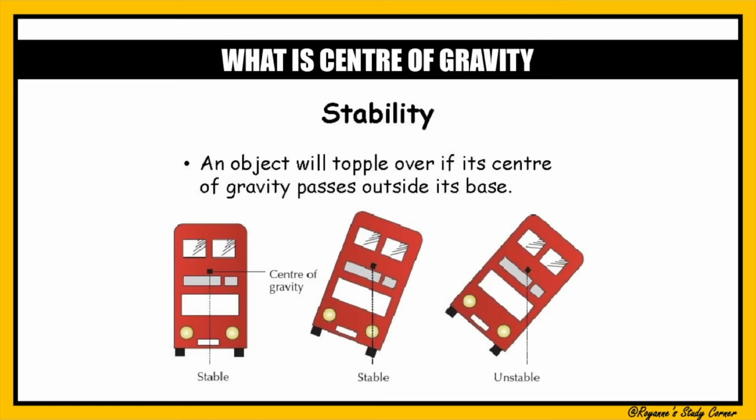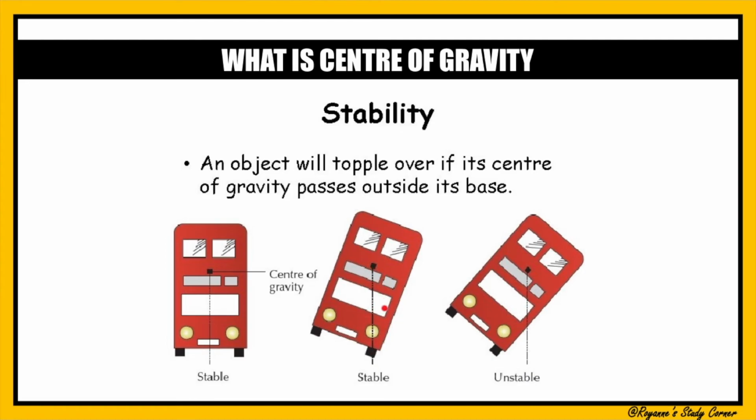So one of the things that we often think about when we talk about center of gravity is what this has to do with stability. Now, one thing we always have to keep in mind with stability is that an object will topple over if its center of gravity passes outside its base. So this is your base here, the base of this particular bus, and this is where the center of gravity is. The weight will always continue to act downwards.